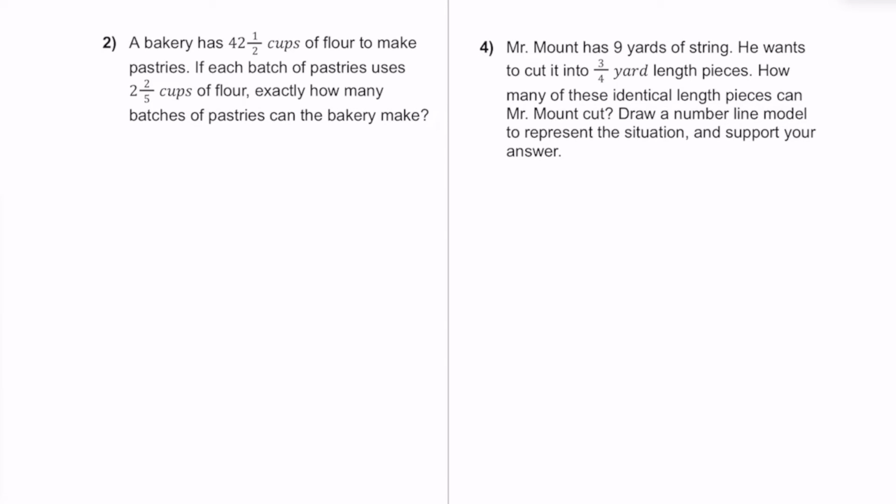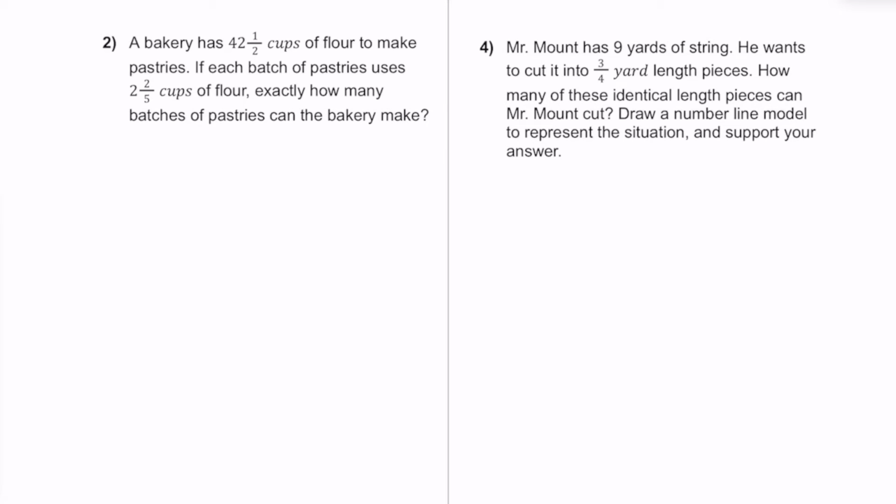All right, so for number 2, a bakery has 42.5 cups of flour to make pastries. If each batch of pastries uses 2 2/5 cups of flour, the question is exactly how many batches of pastries can the bakery make, right? So basically they're gonna just keep using this 42.5 cups of flour until they run out of it. Each time they're gonna be using 2 2/5 cups of flour. So we're gonna keep using that until we run out.